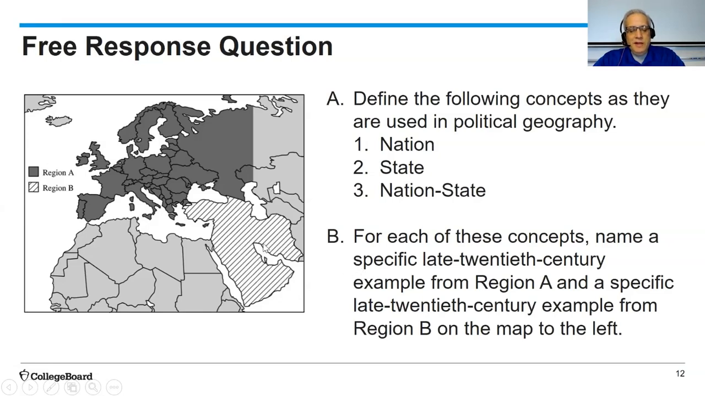In region B, a good example of a nation would be the Kurds. The Kurds are a national group, and so they have their own homeland. They just don't have their own sovereignty. A good example of a state would be something like Saudi Arabia or Yemen, or even Iran or Iraq. And a good example of a nation-state would be Israel.